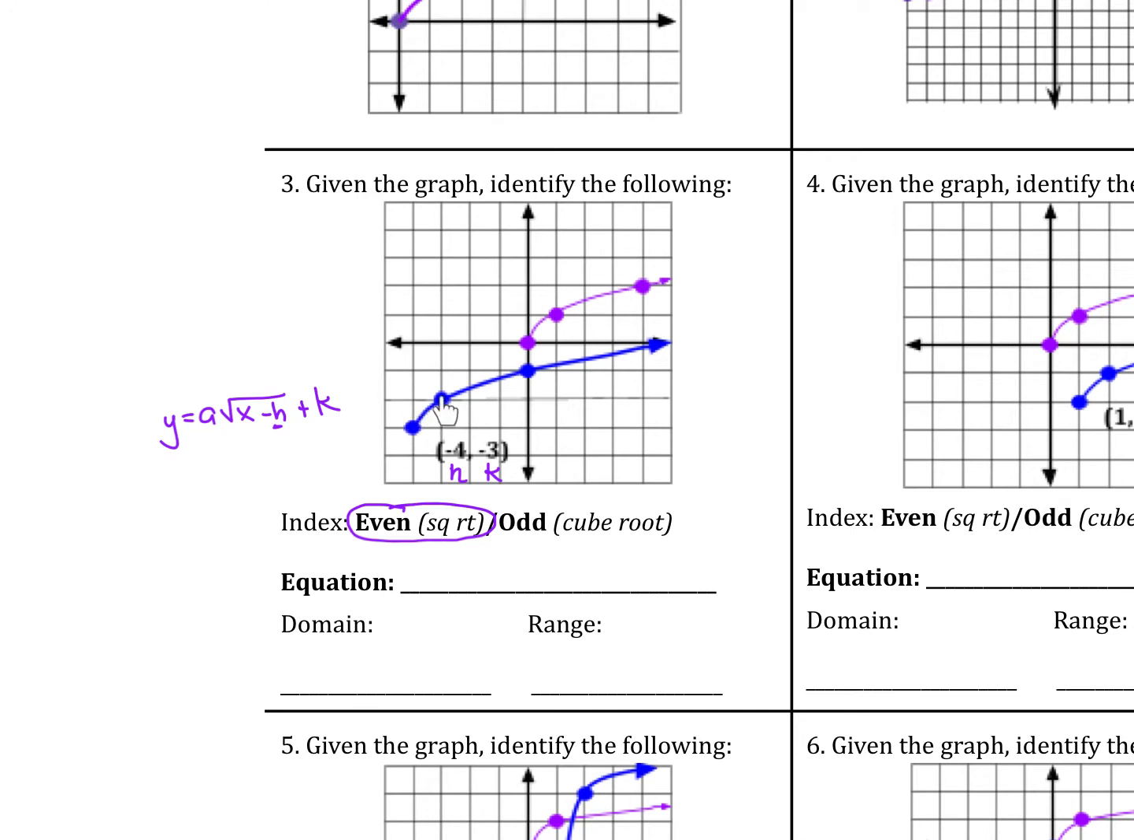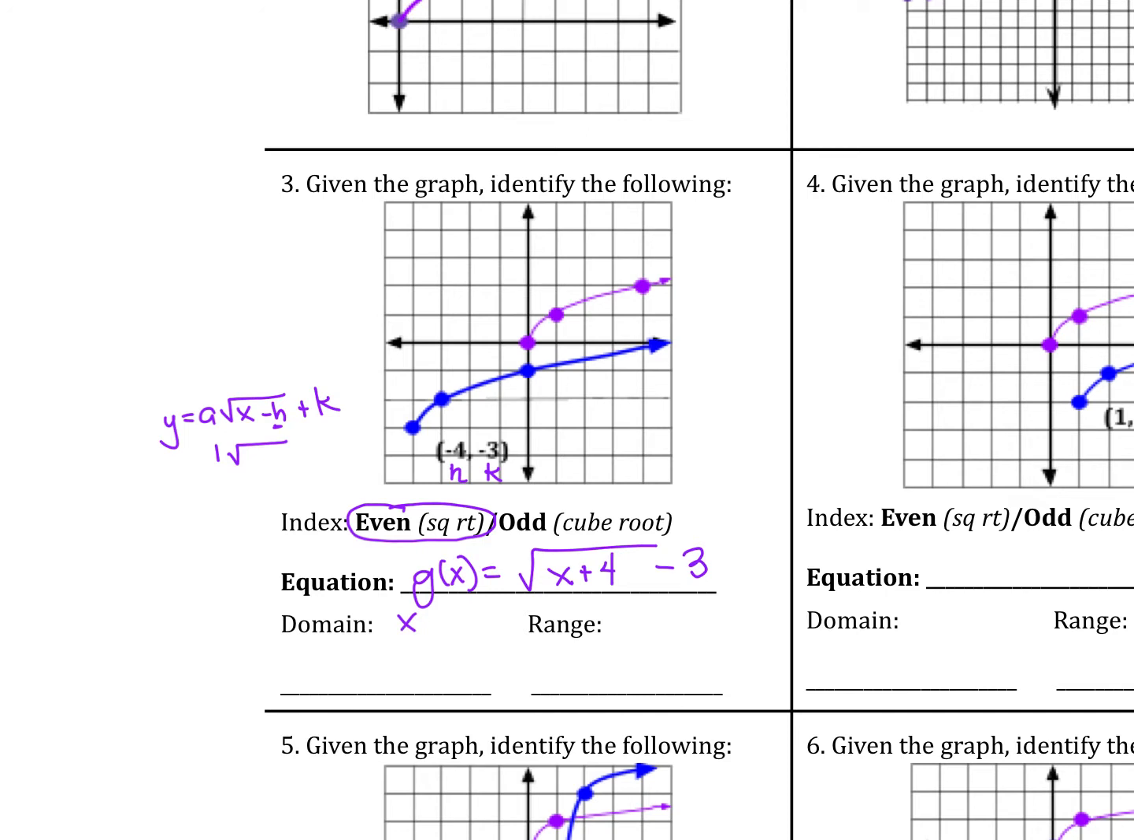Now the a value, it's not stretched any. So if you look at the parent function, it just goes up 1, right 1, up 1, right 3. And this one does the same thing, up 1, right 1, up 1, right 3. So therefore the a value is just 1, and you don't necessarily have to write it, but it could be there. So the transformed function is g of x equals the square root of x plus 4, because it's left 4, so positive, and then minus 3.